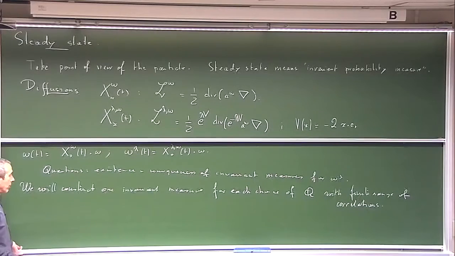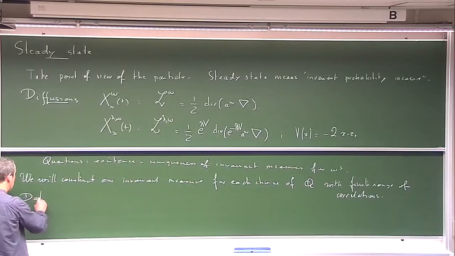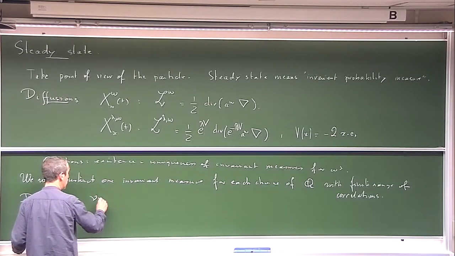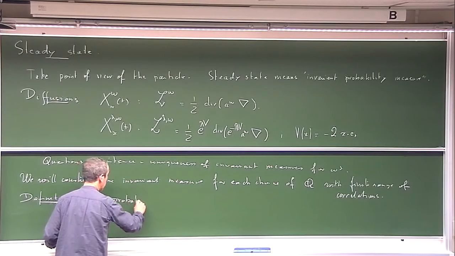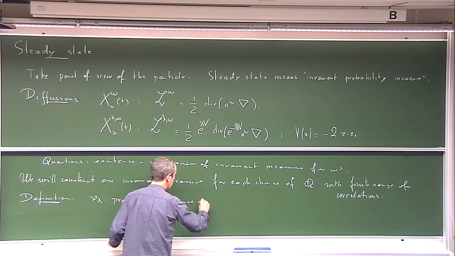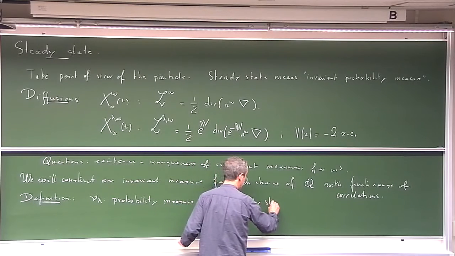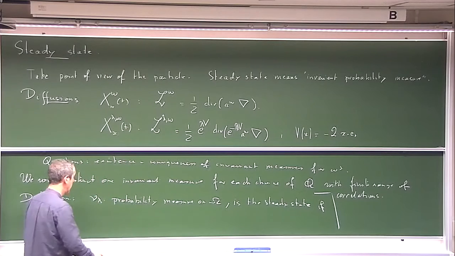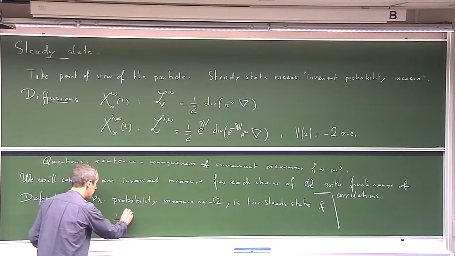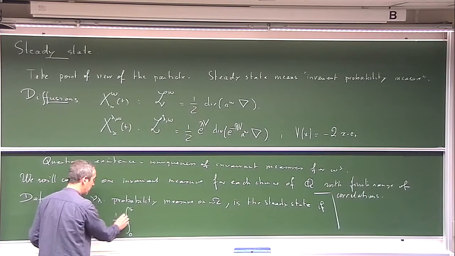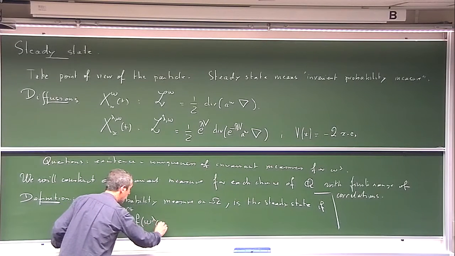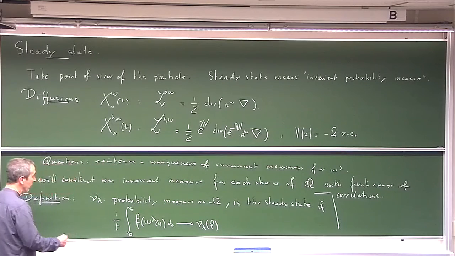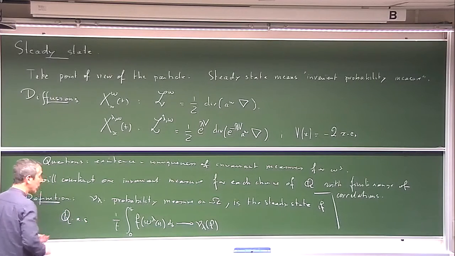And that leads to the following definition. We should call steady state, for a given value of lambda, nu lambda, which is a probability measure on omega, the steady state if you have a law of large numbers: 1 over t times the integral from 0 to t of f of omega lambda of s ds converges to nu lambda of f, and we want this convergence to hold Q almost surely. So the important thing is Q almost surely.